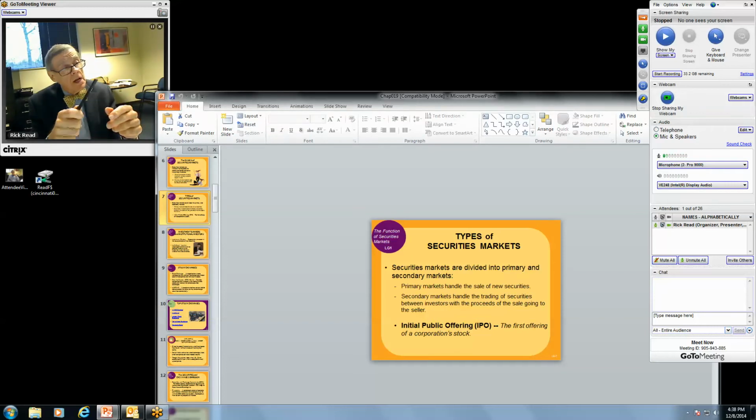This is the first time that a company has offered stock for sale. Now, that may sound like, what do you mean? First time they offered it for sale? It's the first time they allowed the general public to buy shares in their company, stock. And so that's what we hear.